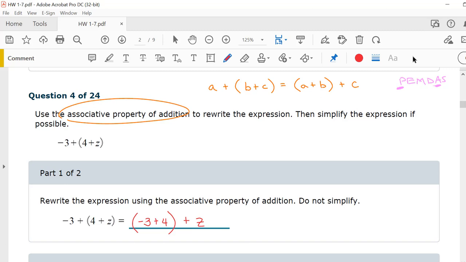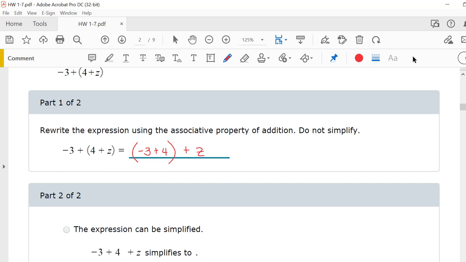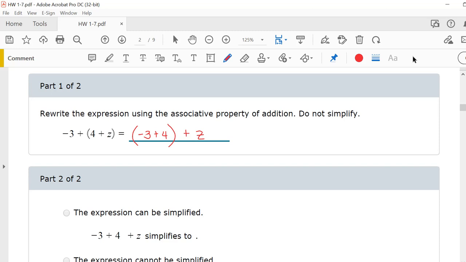Part 2, the expression can be simplified. Okay. Can you add what's in parentheses? Can you add negative 3 plus 4? And the answer is yes. Negative 3 plus 4 is 1. And then you still have plus z.